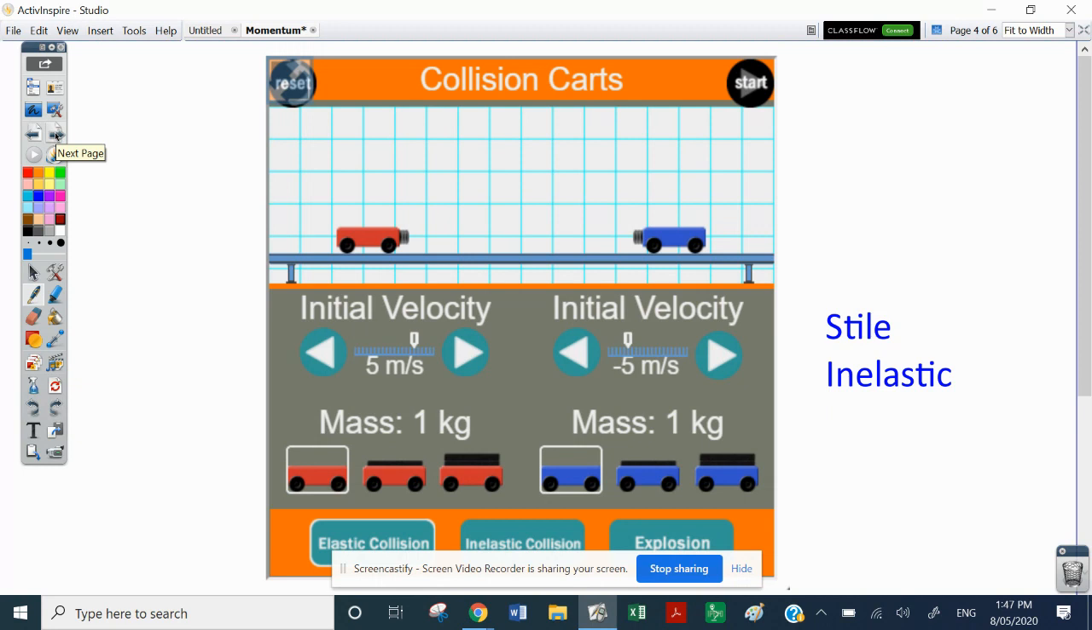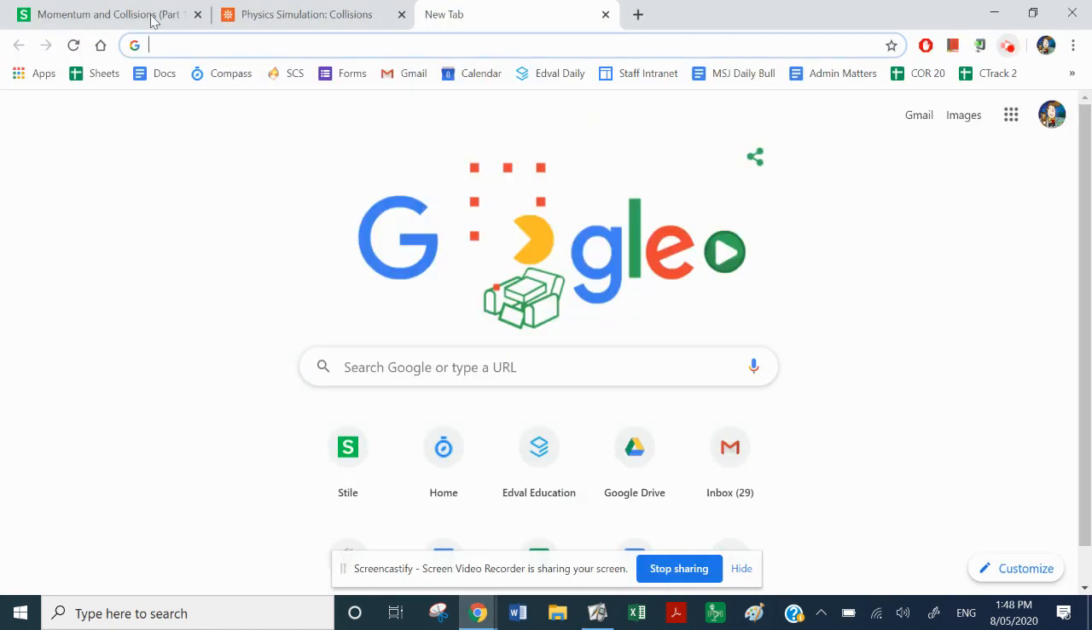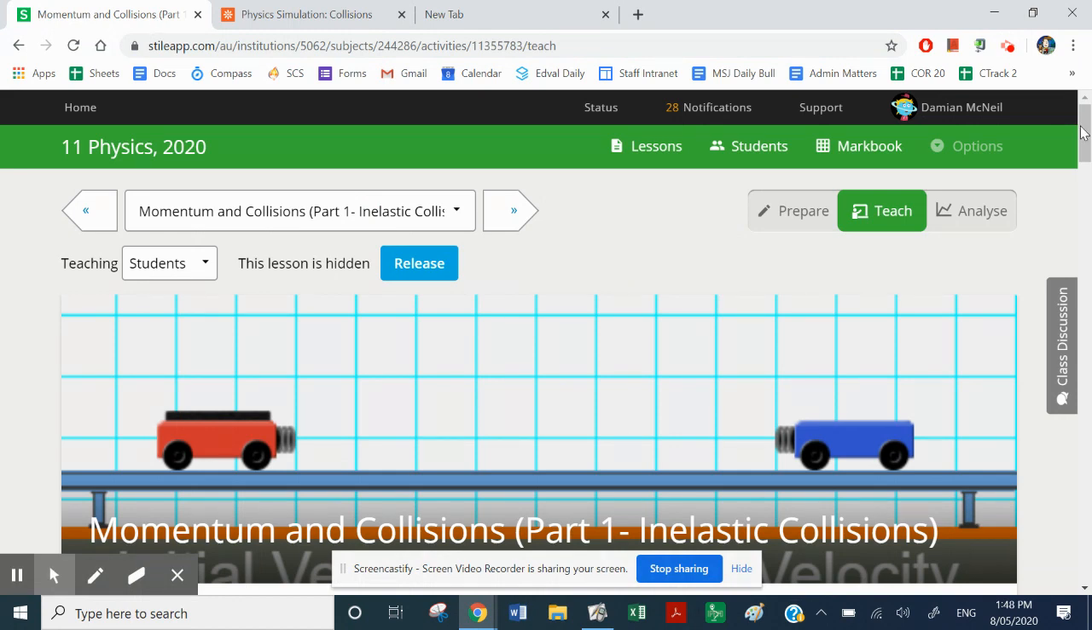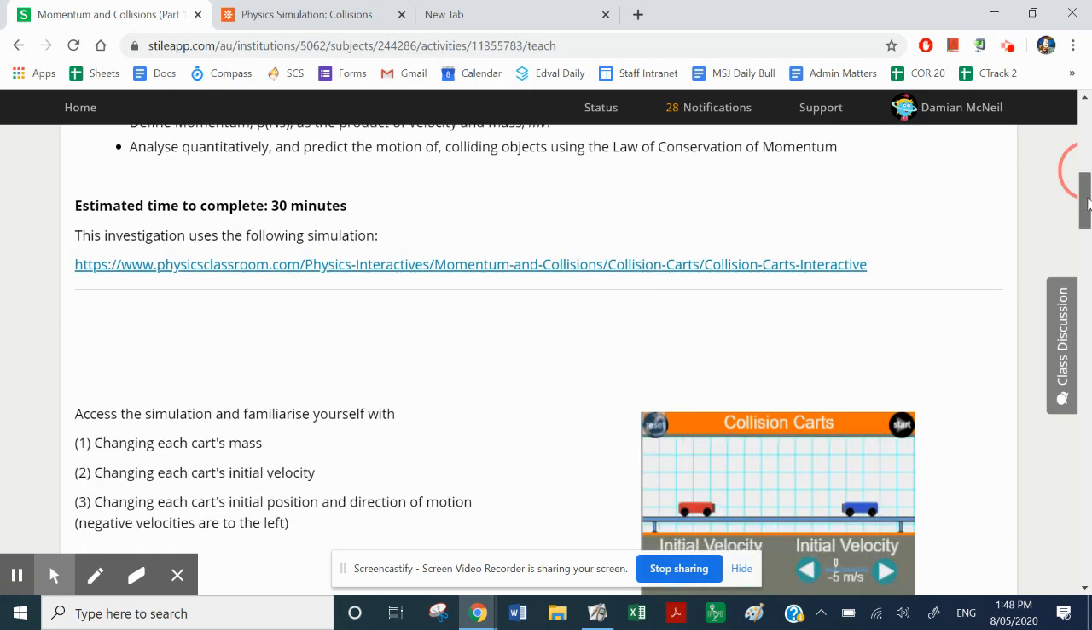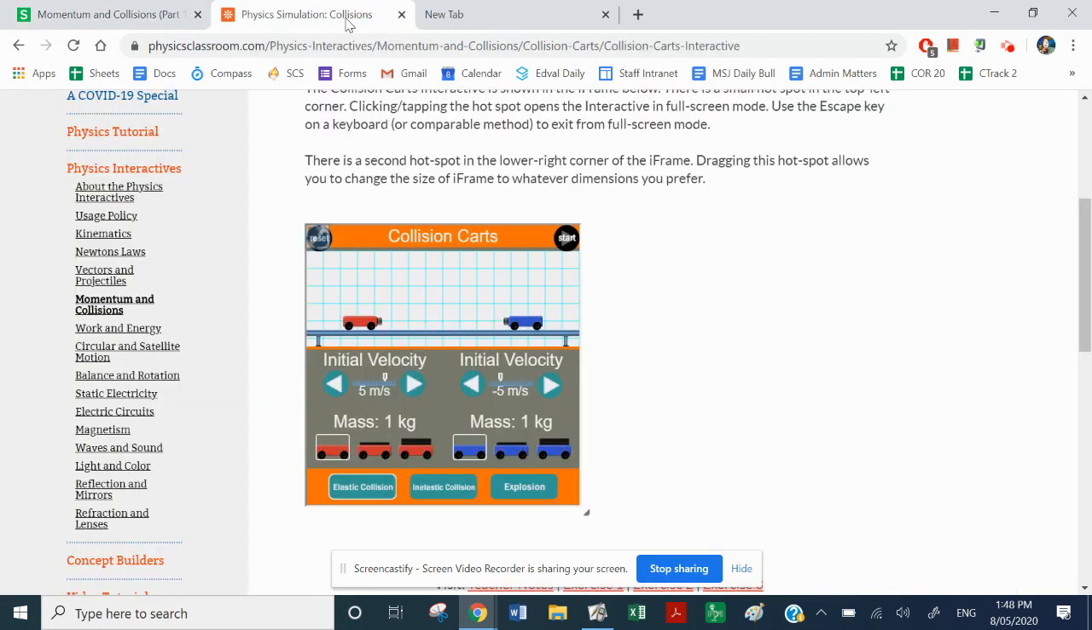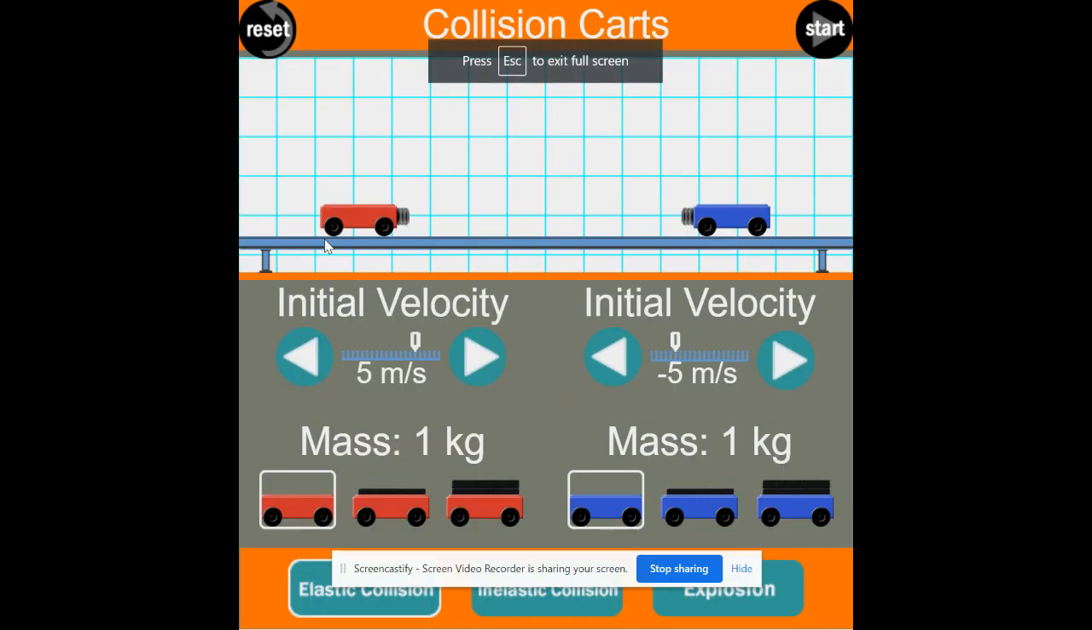Today in the Stile lesson that is associated with this, you will be using this collision simulation. So if I get you to go to the Stile lesson now that is associated with it, you'll find Momentum and Collisions part 1. In the first period today, you'll be doing part 1, and in the next period, you'll be doing part 2. When you click the link, you will get this simulation here. Now, this simulation is a crash cart.